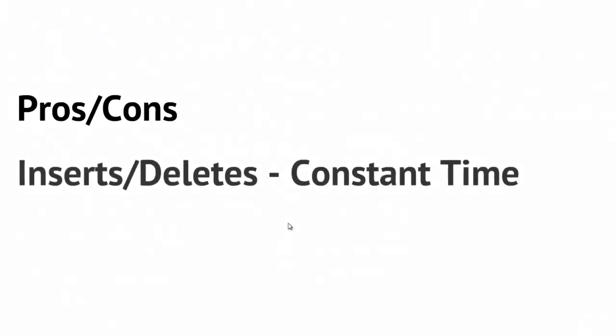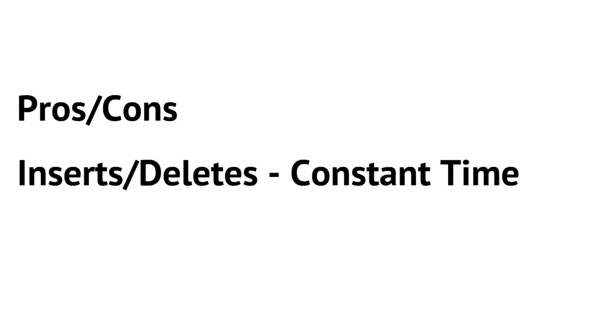In terms of the pros and cons associated with a linked list, it's really good at insertions and deletions, so it does that in a constant amount of time. So it doesn't matter how many nodes we have. We could have 50 nodes, or 50,000 or 50 million nodes. In terms of doing the insertion or deletion, we do that in a constant amount of time.